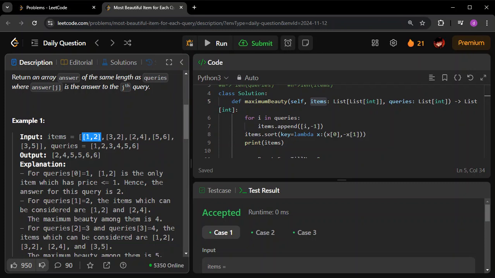So just to make each single value here a pair of values, what I'm going to do is take the price as it is in the query, given, and insert a -1 there. After that I will be sorting it, and then I am printing it.